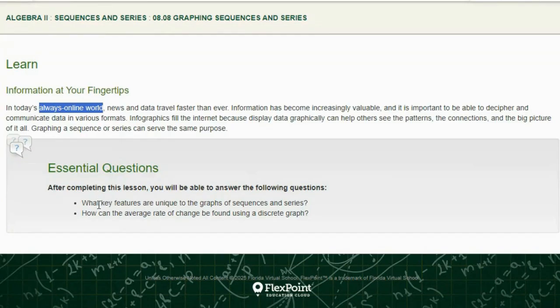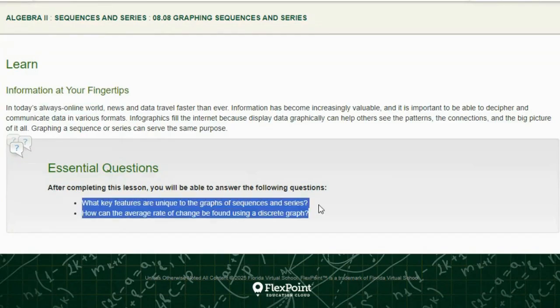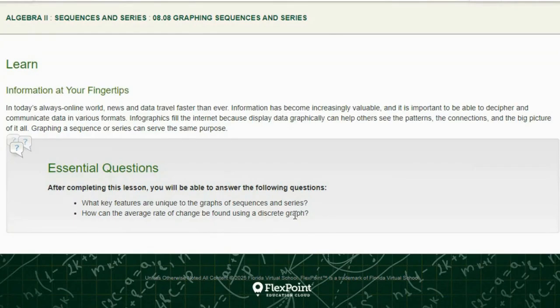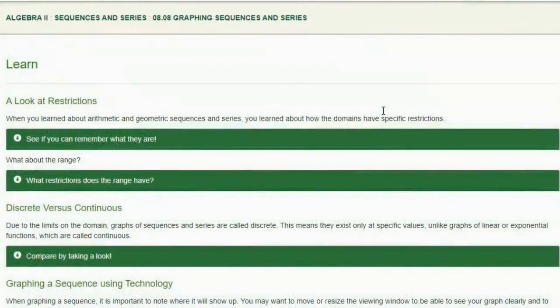For this lesson, what key features are unique to graphs of sequences and series, and how can the average rate of change be found using a discrete graph? So let's go to page 2 and see what it says here. A look at restrictions. That's always a key thing.